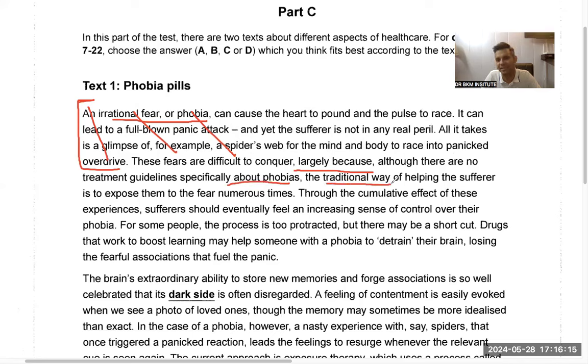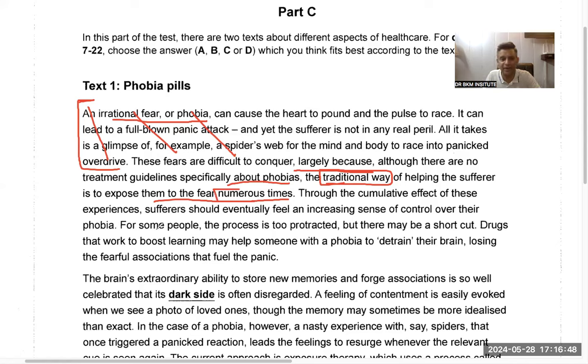The traditional, this is my word. Outdated, this is my word. Orthodox. So conventional. The traditional way of helping the sufferer is to expose them to the fear numerous times. So one of the methods of the tradition is that you have to expose them to the fear several times. So if somebody is scared of a dark room, you will take him again and again to the dark room. So numerous times means you are taking the person again and again.